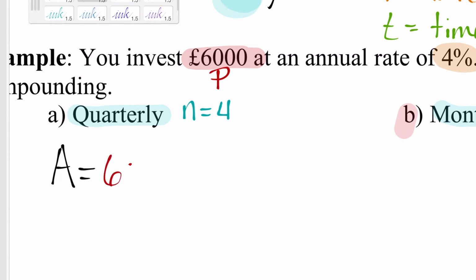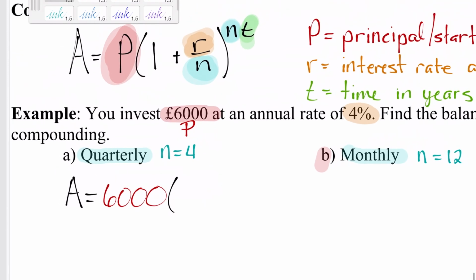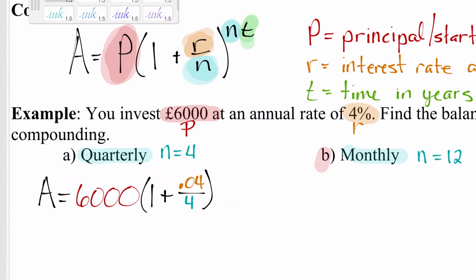So here, although I'm going to be making that comparison with my students, my principal or start amount was 6,000. And then we're multiplying it by 1 plus my rate. Again, we're doing the decimal, so 0.04. That's my interest rate. Over my N, in this case N is 4, since we're compounding quarterly. And this is going to be to the power of 4 times 7. So we're compounding for 7 years.